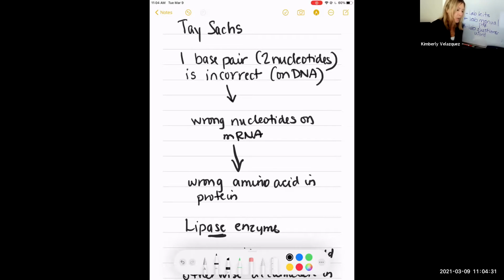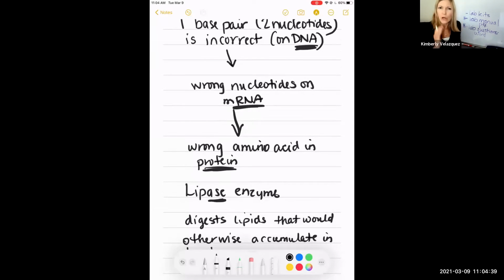And it's because the wrong base on the DNA gives you the wrong base on the messenger RNA, which gives you the wrong amino acid in the protein, and that protein has the wrong shape. So this is, if I could pick one concept for the whole semester for you to leave this class really understanding, it's this one. And we're going to touch on this over and over.